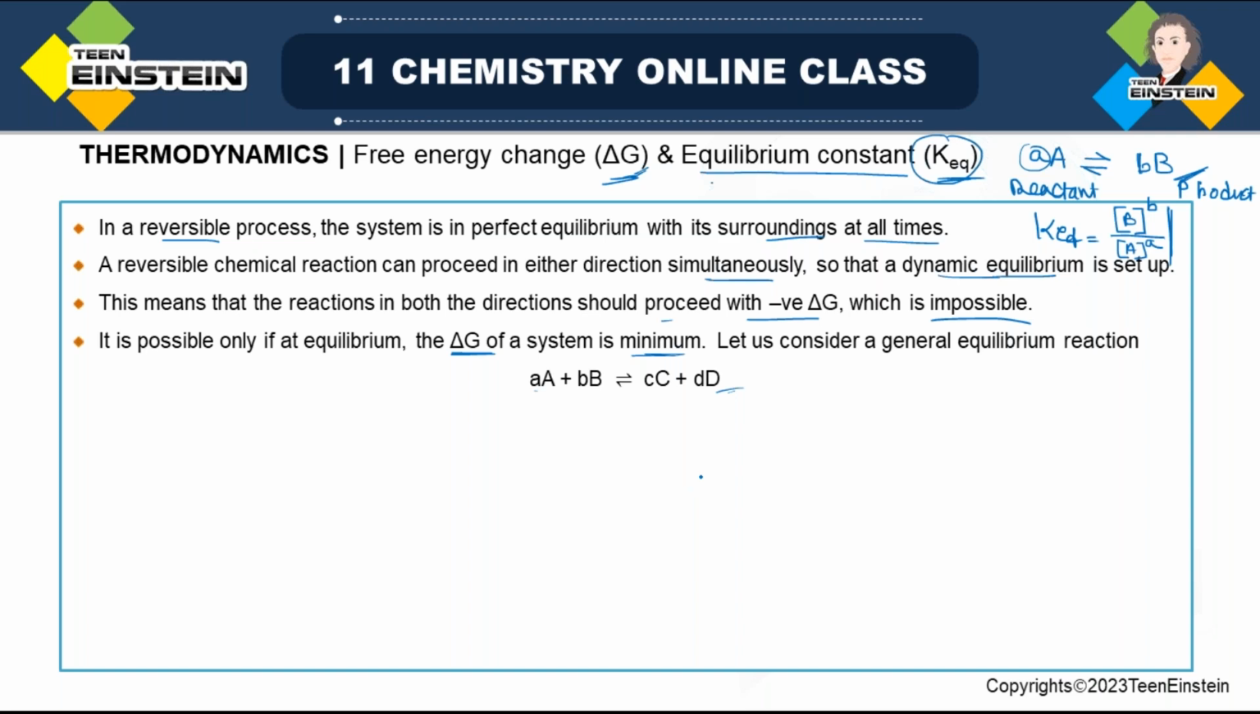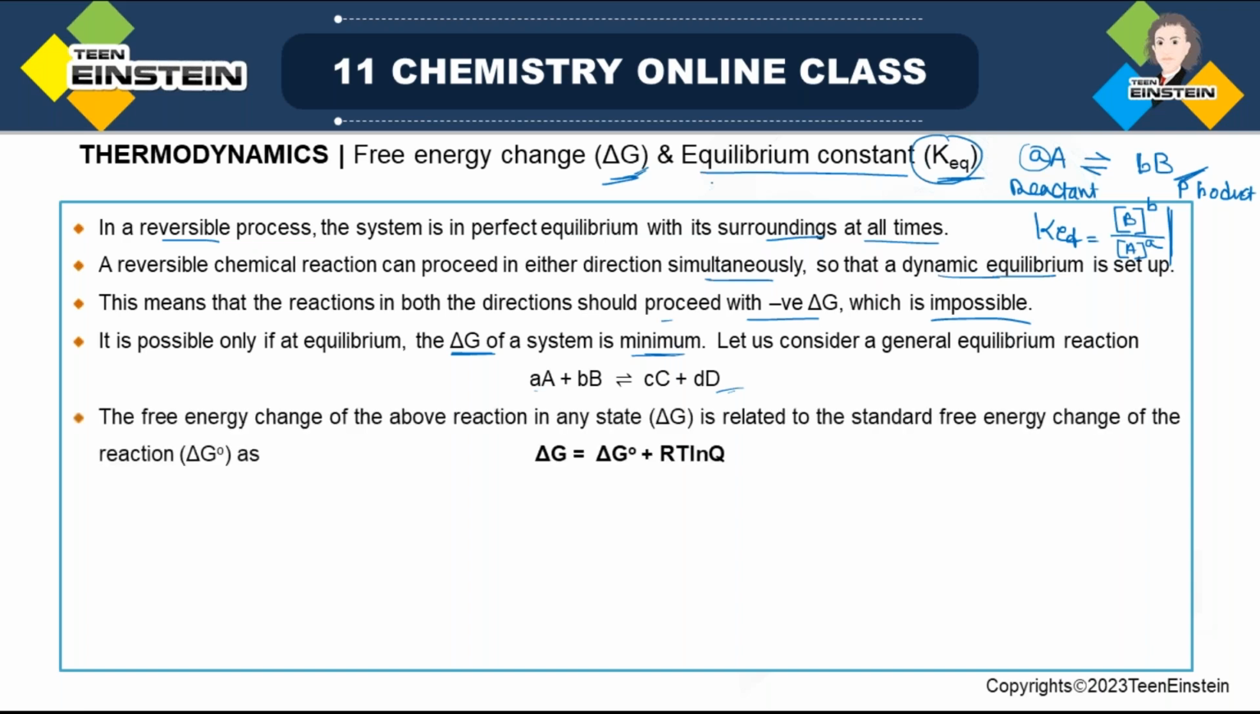See, if we consider this type of general equilibrium reaction, then the free energy change of the above reaction in any state, it is not standard state, suppose in any state del G, how is it related to standard free energy? Standard free energy means now there is a naught sign. So del G naught and del G, the relationship between these two is RT ln Q. So Q is just like K equilibrium. How will you write it? You will write concentration of D to the power small d, C to the power small c, over A to the power small a.